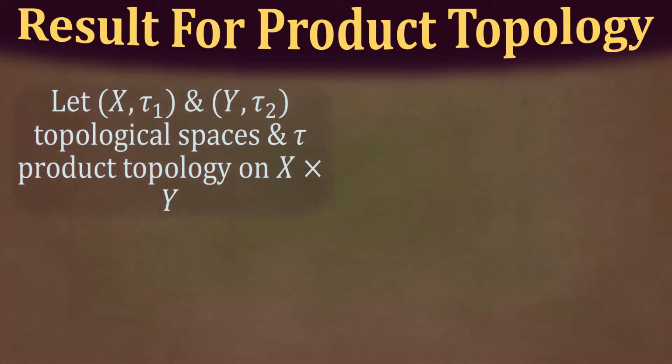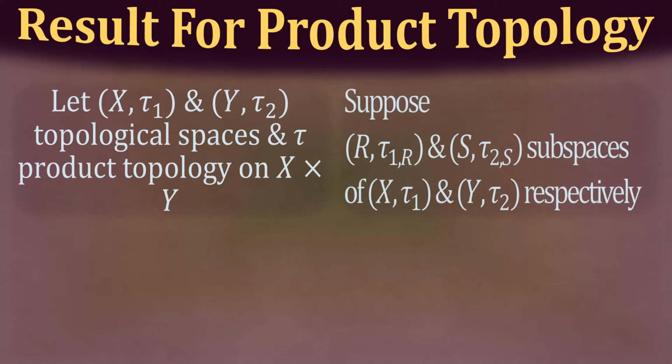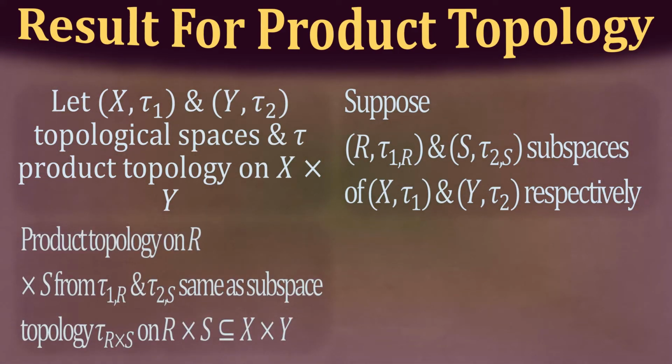Then let's discuss a result for a product topology. Let X with T1 and Y with T2 be topological spaces and let T be the product topology on X times Y. Suppose R with T1R and S with T2S are subspaces of X with T1 and Y with T2 respectively. Then the product topology on R times S obtained from T1R and T2S is the same as the subspace topology on R times S, a subset of X times Y.